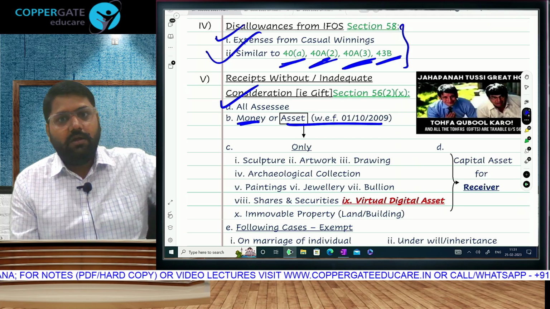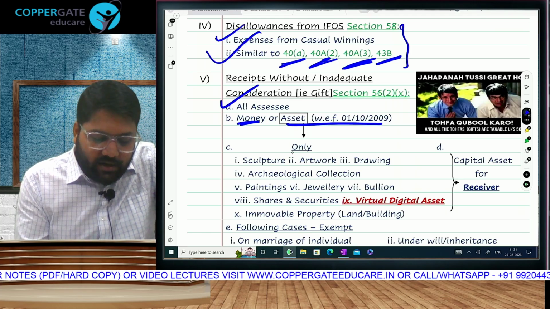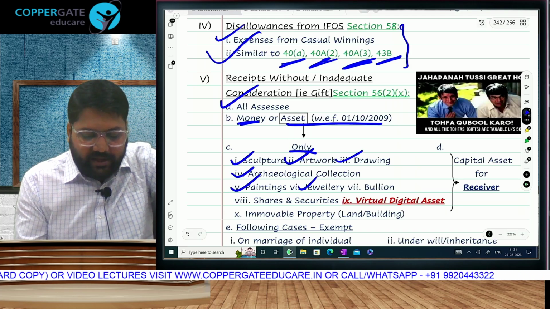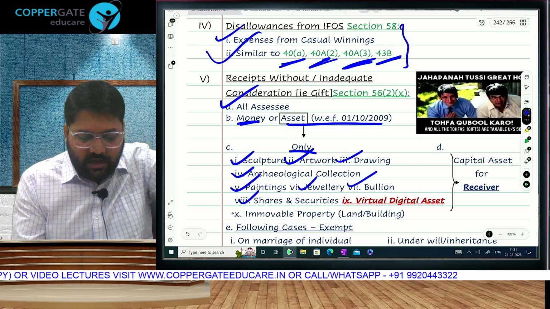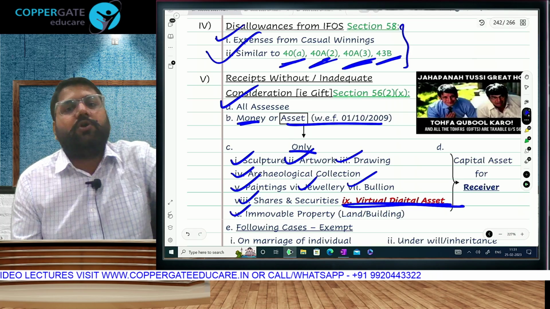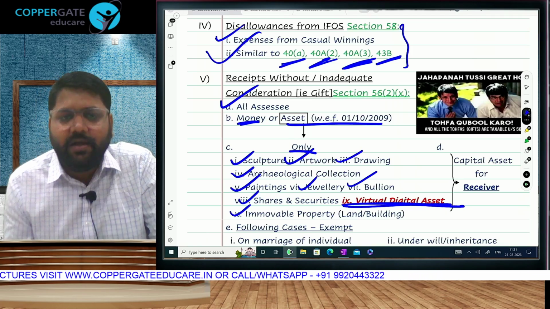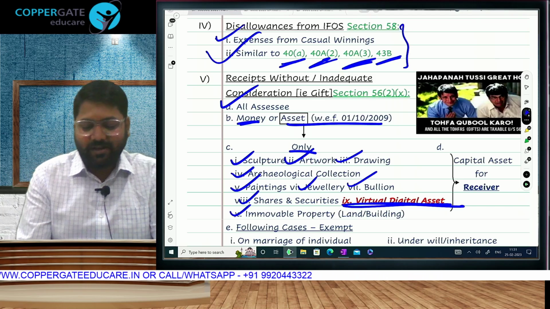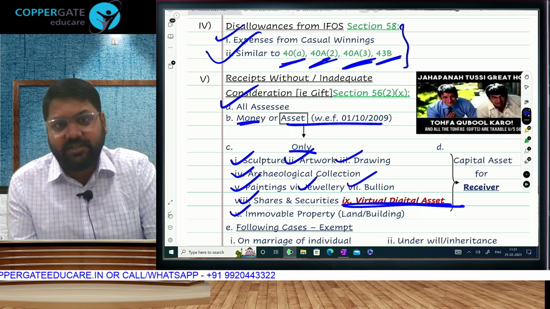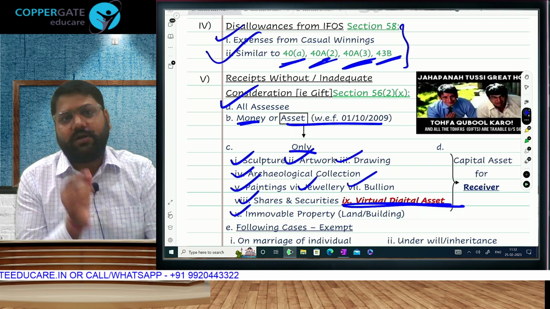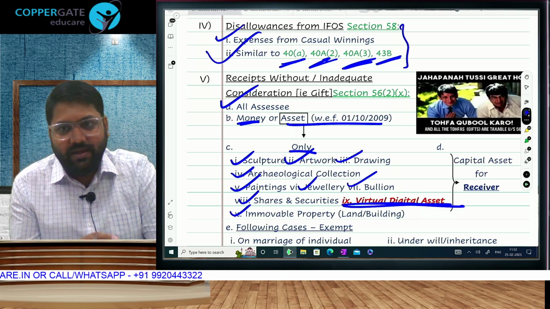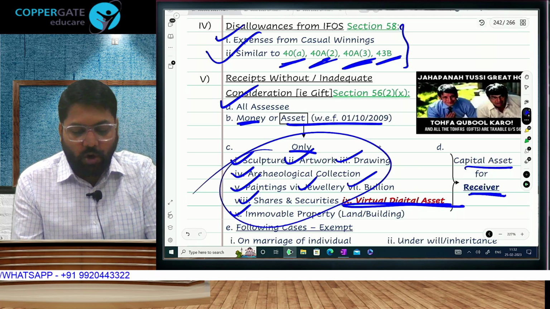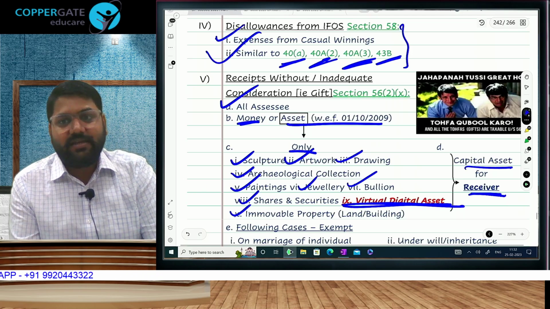Only from 2009. But only if it is one of the following assets: sculpture, artwork, drawing, archaeological collection, painting, jewelry, bullion, shares and securities, immovable property, or, latest, anybody giving you Bitcoin or Dogecoin. Dogecoin is very precious, hold it. If you have received a virtual digital asset, that is crypto or NFT or token as gift, that will also be taxable, provided it is a capital asset for the receiver. If any of these is not your capital asset, then it will not be taxable. It has to be a capital asset.